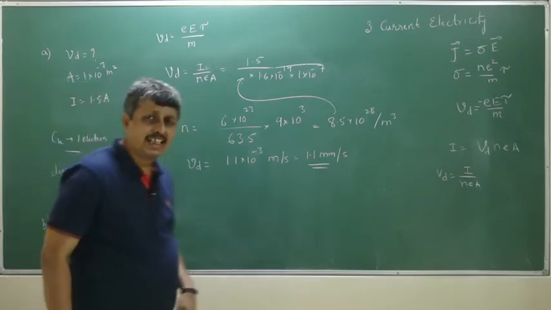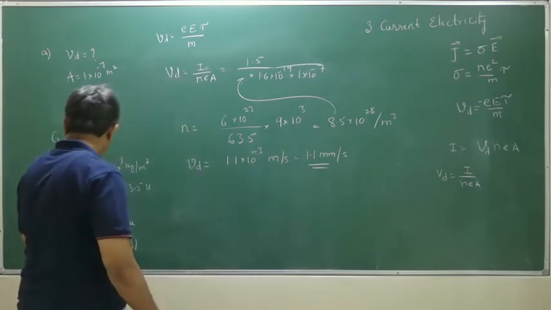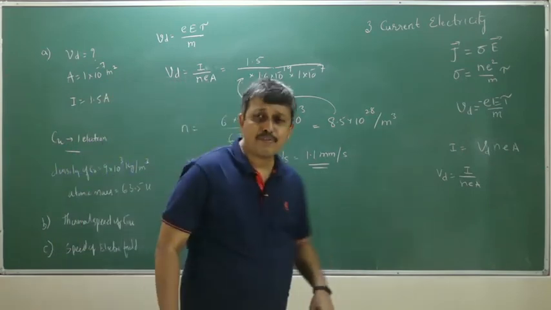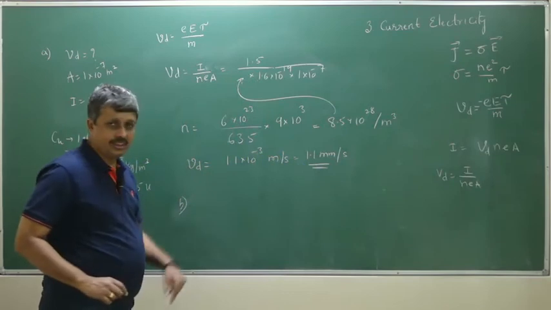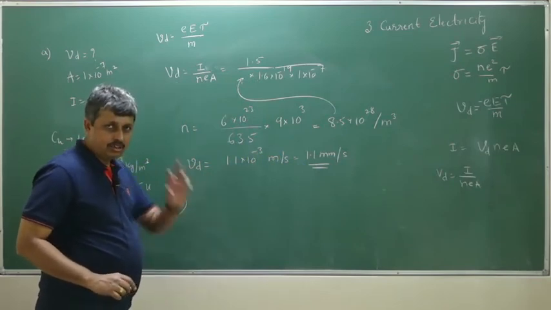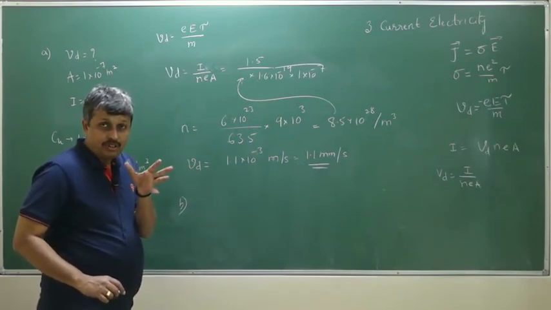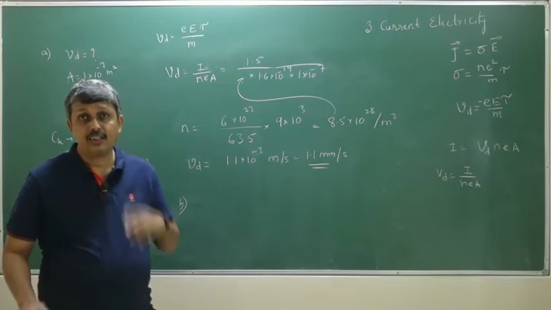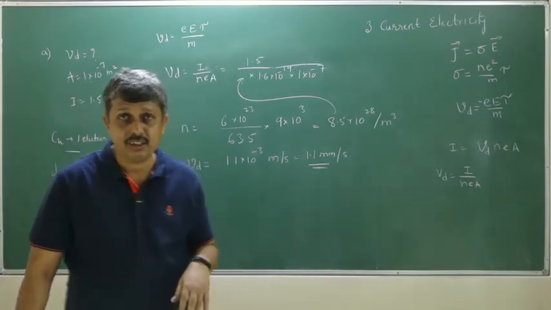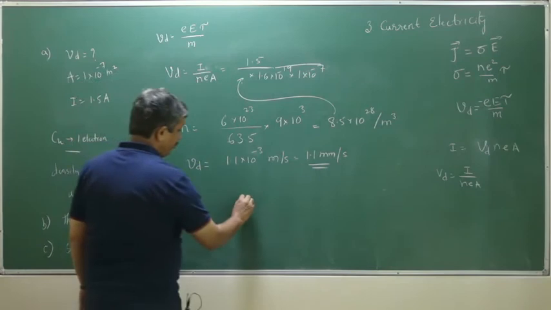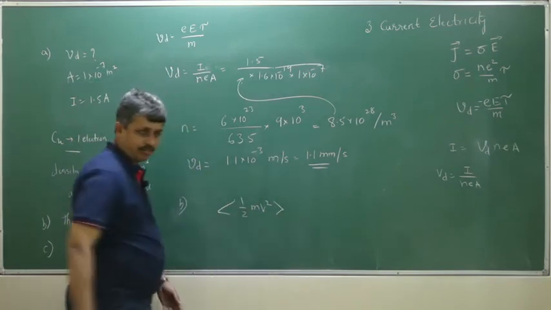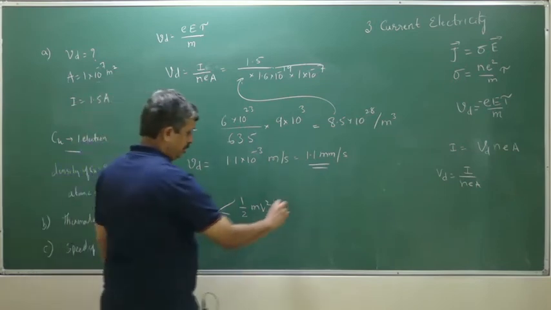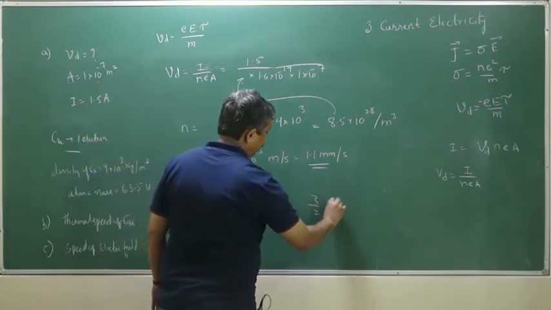What about the second part, the thermal speed? The interesting thing is that each copper atom is vibrating, and that gives rise to temperature. You studied that last year. The average of the energy, half mv square, is nothing but 3 by 2 kb into T.